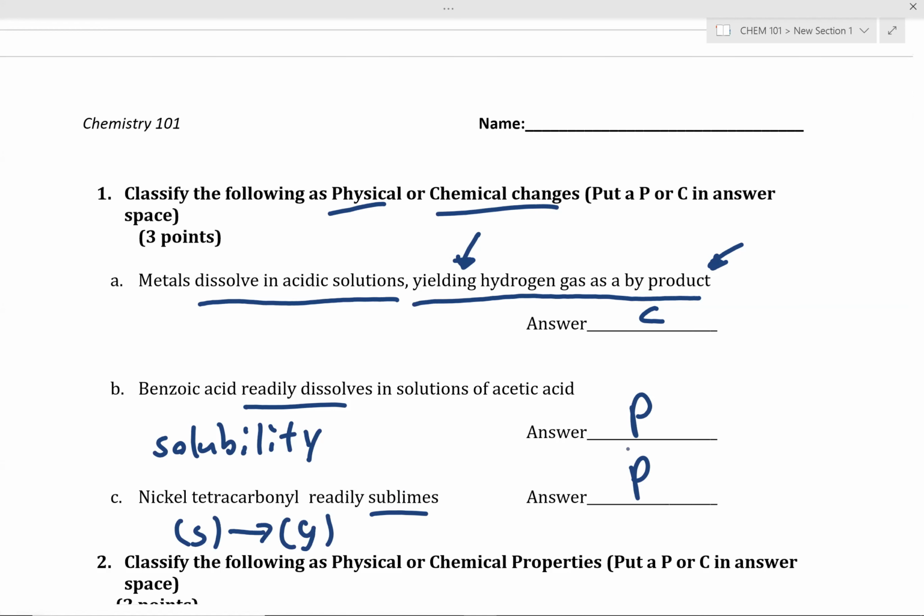Again, the key criteria between physical and chemical changes is that for physical changes, the chemical formula, the chemical composition of matter does not change. Only the state. Yes.